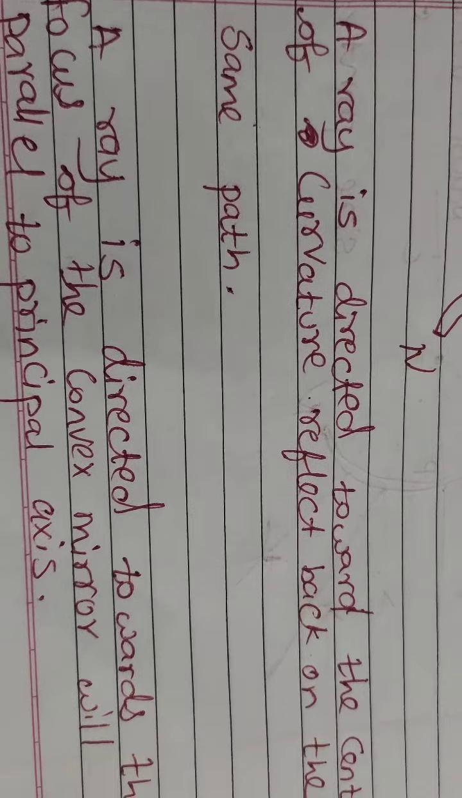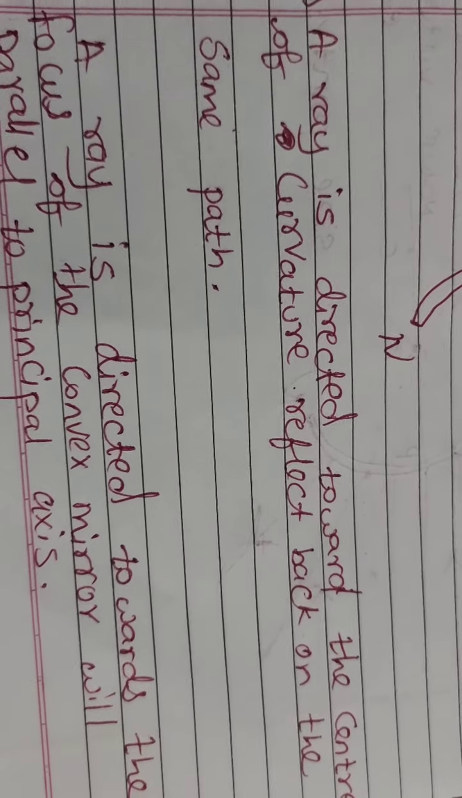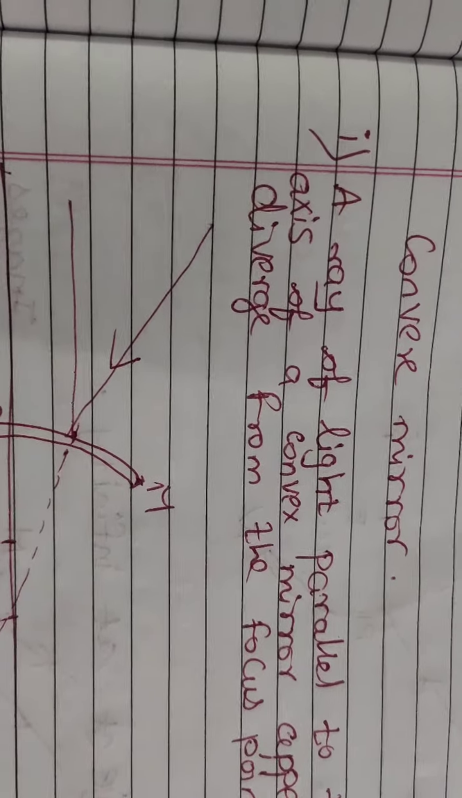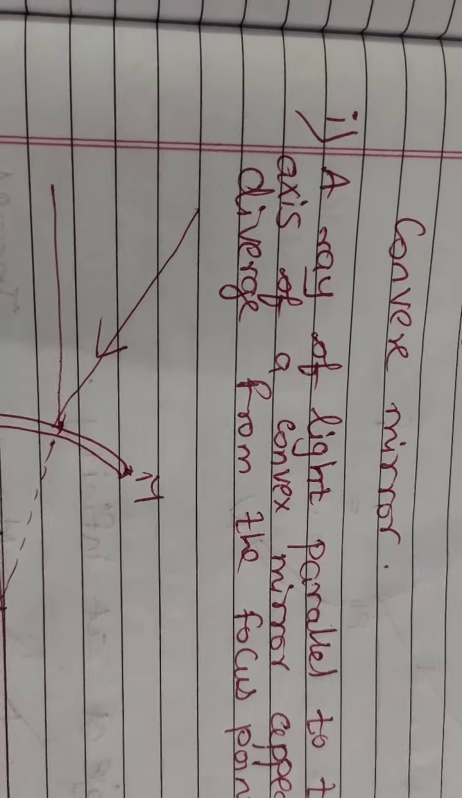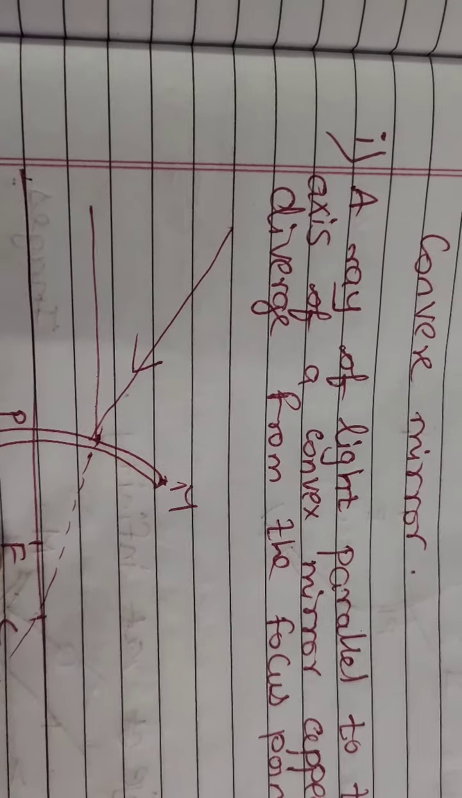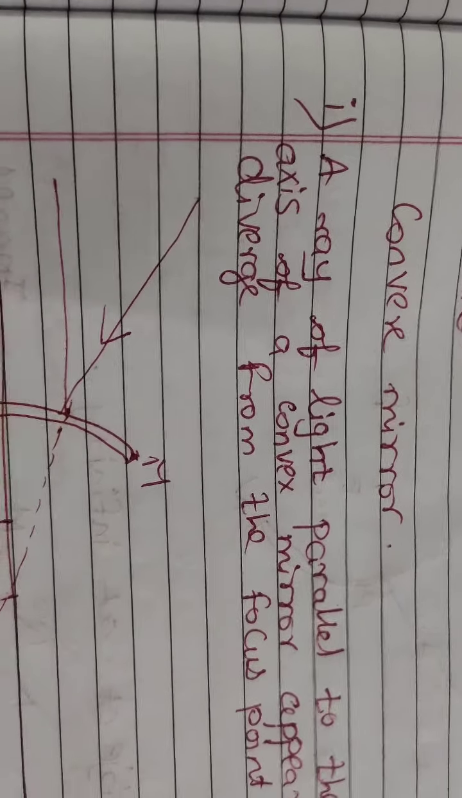Second point is the ray directed towards the focus of the convex mirror will appear to go parallel to the principal axis. The ray is directed towards the focus. This is the focus point. In a convex mirror the reflection will be parallel to the principal axis.